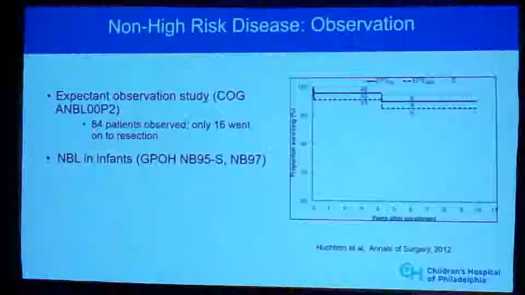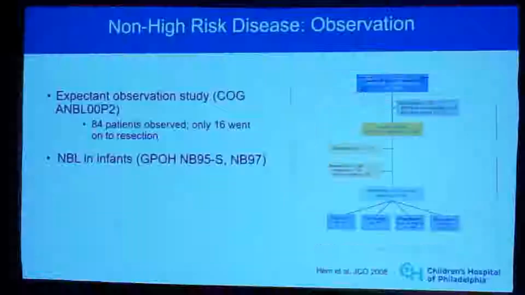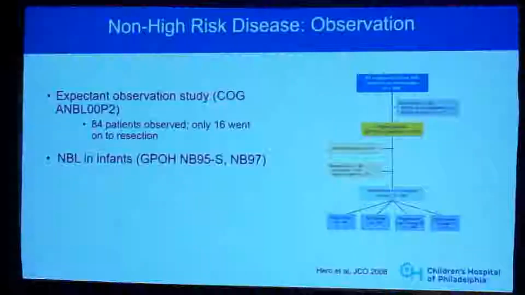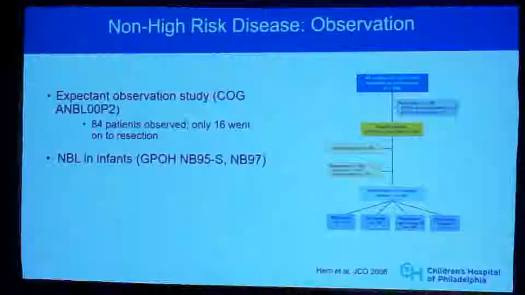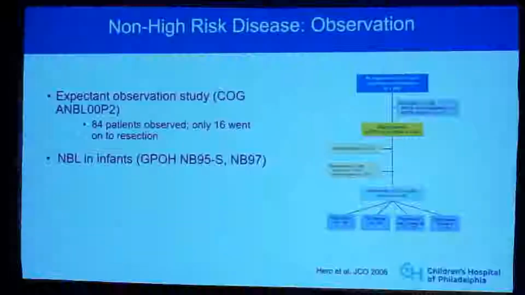The same approach, or very similar approach, was taken in the German experience in the study shown here. And I've shown the CONSORT diagram from the infants on the NB95S and NB97 studies. And as you can see, there was a sizable cohort here that underwent observation. And the majority of those patients, their tumors either underwent regression or remained stable. And a very small number of patients actually progressed to clinically concerning phenotypes, again supporting the idea that a wait and watch strategy can be appropriate in certain situations.